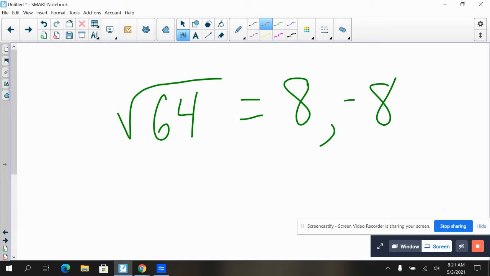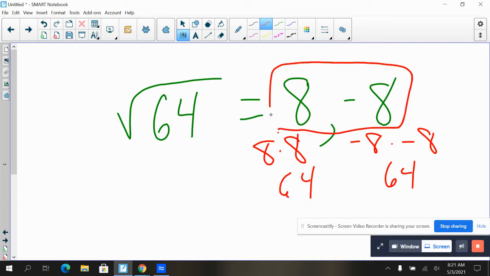That is correct, sir. You lost track of what your squares were. 8 times 8 is 64. A negative times a negative yields you a positive 64. So all square roots actually have two roots, a positive and a negative. Nice job, Logan. Now, that being said, we're not going to heavily concentrate on the negatives, just to let you know.